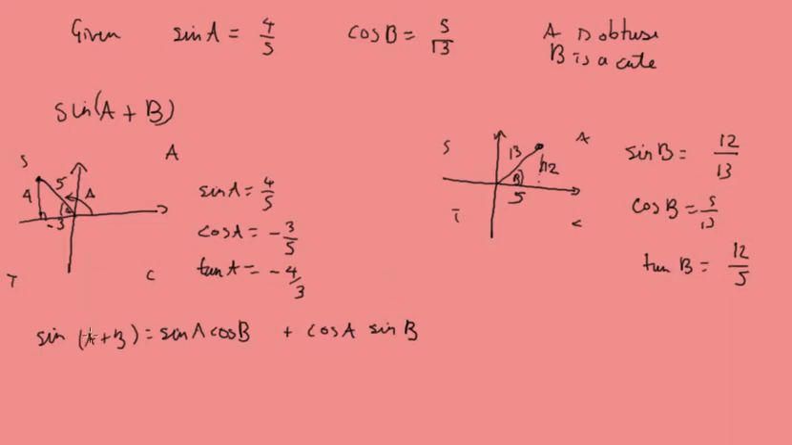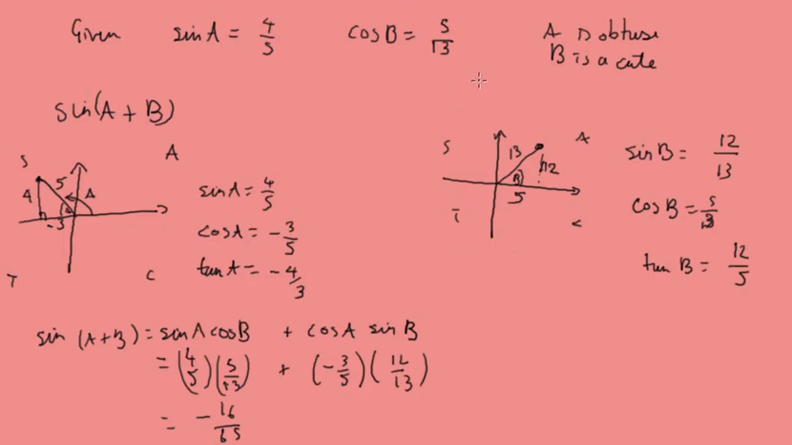So we want to find sine A plus B, so we just slot in what we've now worked out. So sine of A is 4/5. Cosine of B is 5/13, plus the cosine of A is going to be minus 3/5, and the sine of B is 12/13. Working all that out, we get minus 16/65.